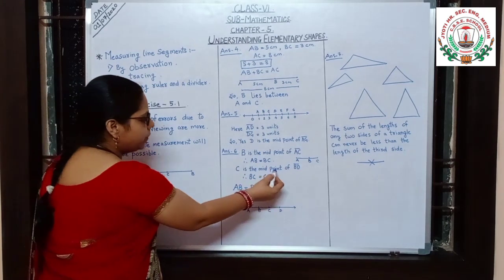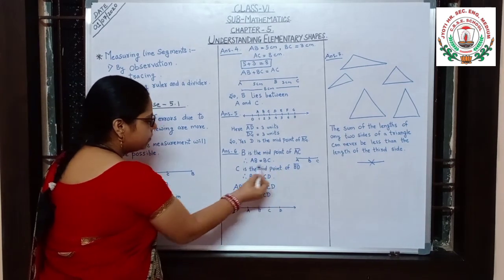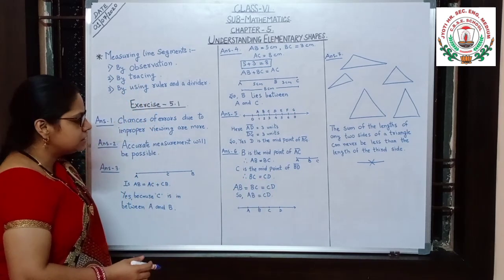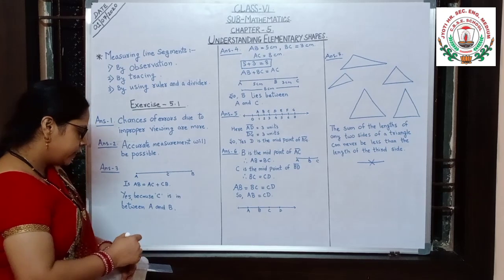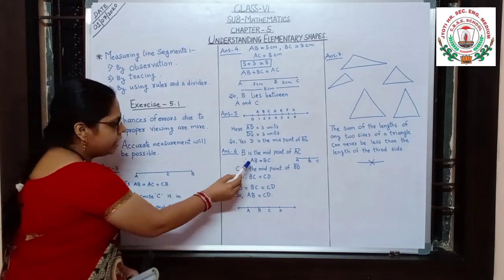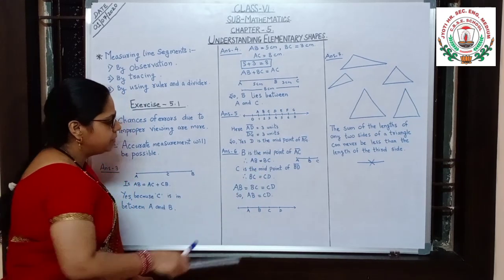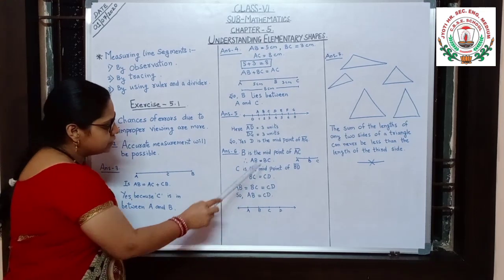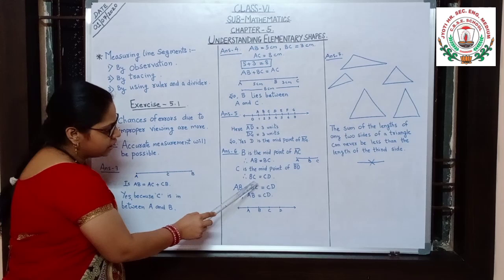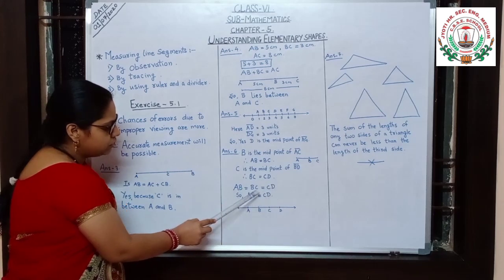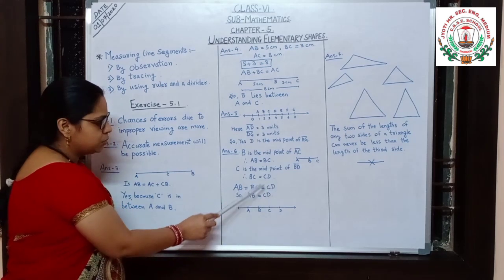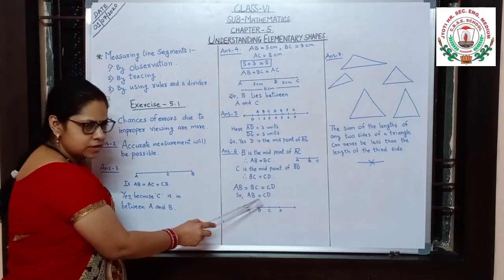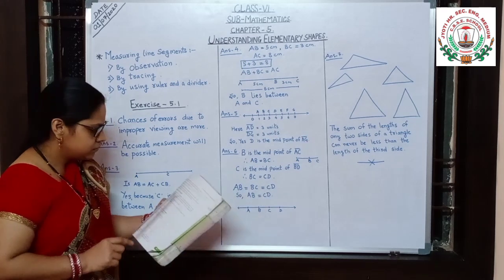And C is the midpoint of BD. So BC is equal to CD because C is coming in the center. And AB is equal to BC and BC is equal to CD. BC is coming 2 times. AB is equal to BC and this BC again is equal to CD. So remove this BC because it is coming in both. So AB is equal to CD. This is asked in the question.